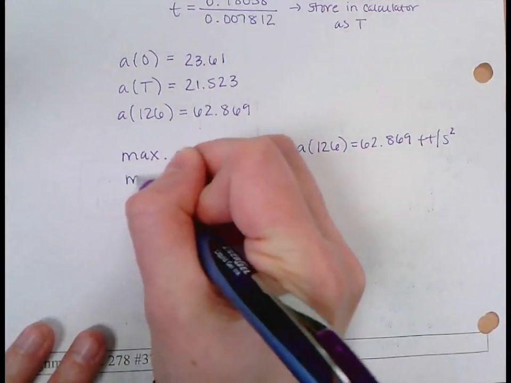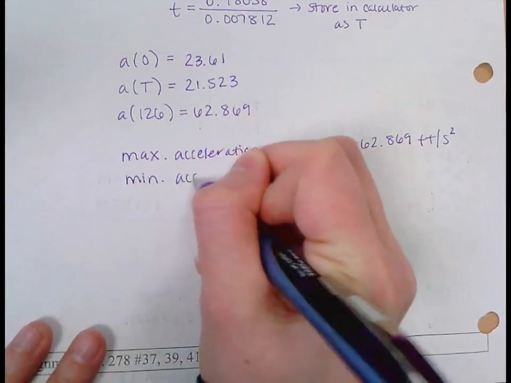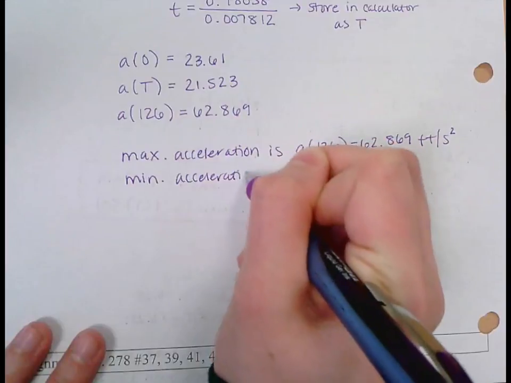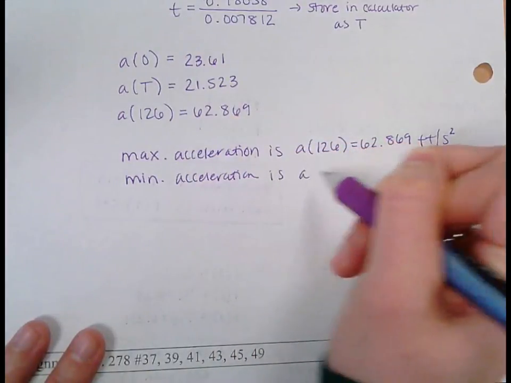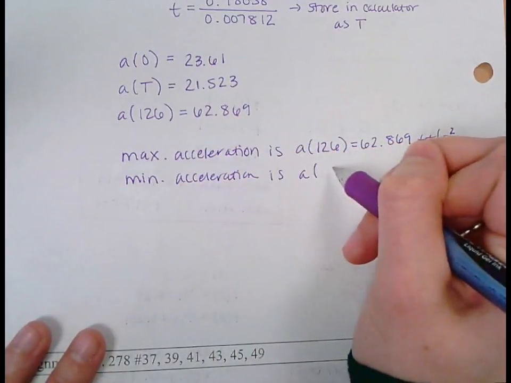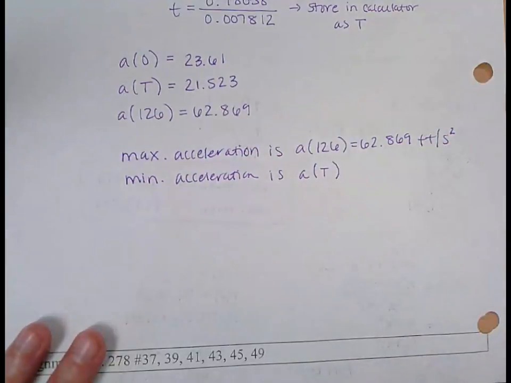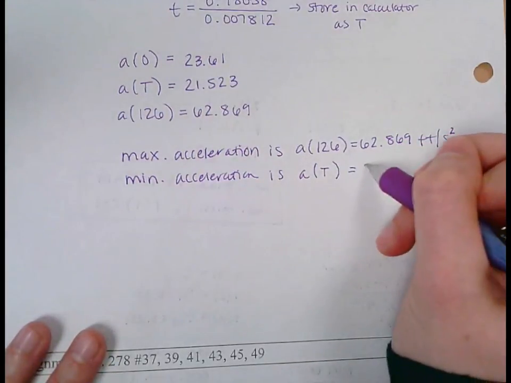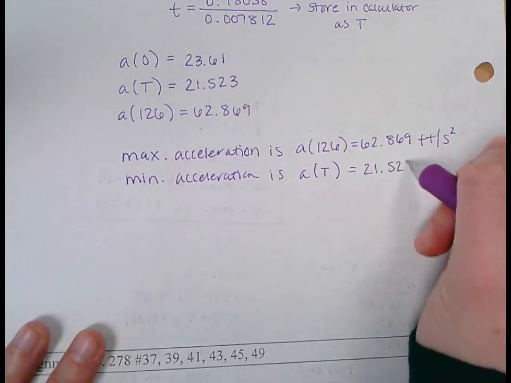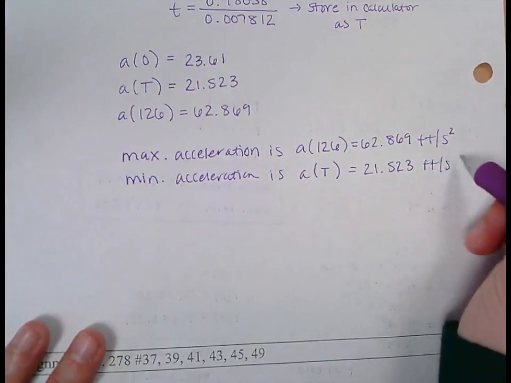And then the minimum acceleration is A of T. Again, they know what T is, 21.523 feet per second squared.